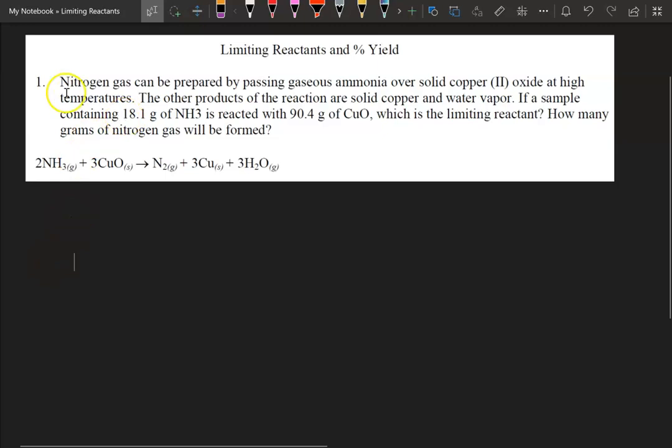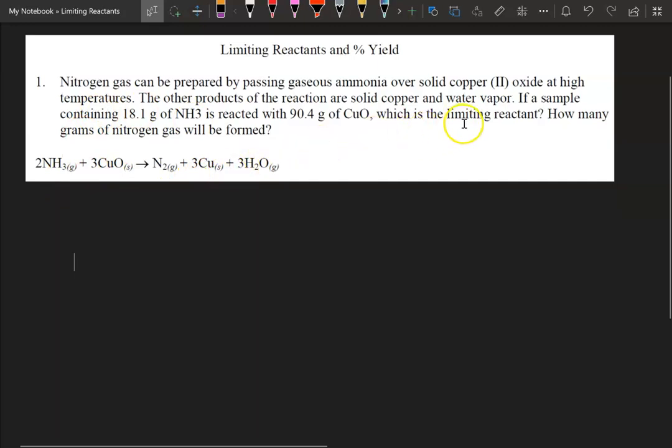In this question, it says nitrogen gas can be prepared by passing gaseous ammonia over solid copper(II) oxide at high temperatures. The other products are copper and water vapor. That's just the basic reaction, which you can see here. It's written out and it's balanced for you already.